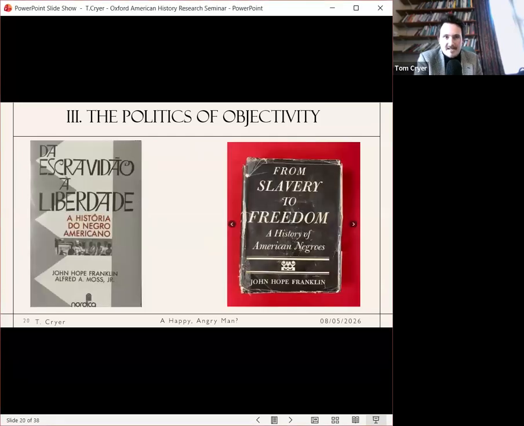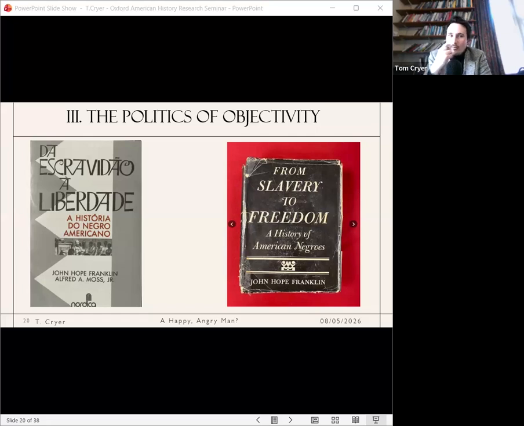Well, as I've argued in Modern Intellectual History, these dynamics are perhaps most evident concerning Franklin's most famous work, From Slavery to Freedom. I hope it might be a text that many of you have encountered. Since its 1947 publication, From Slavery to Freedom has been widely recognized as one of the most influential works of 20th century African American history, let alone American history.